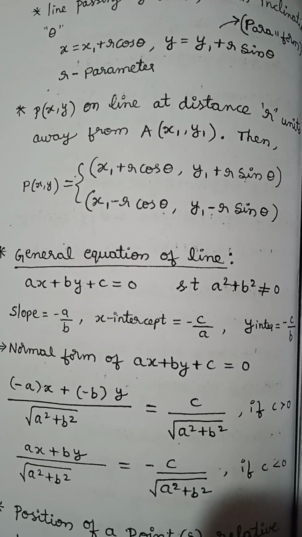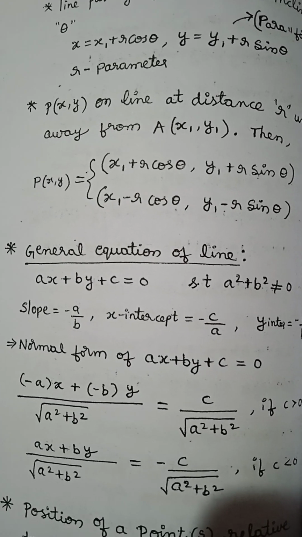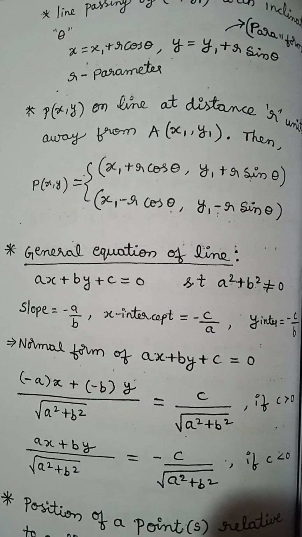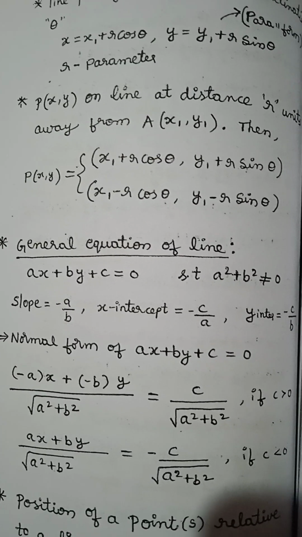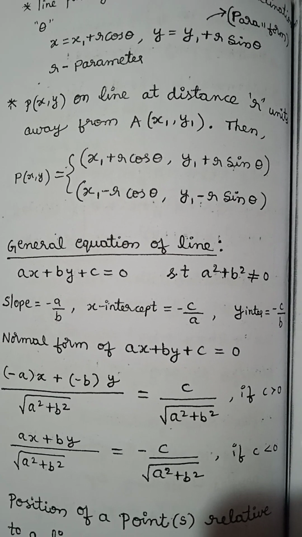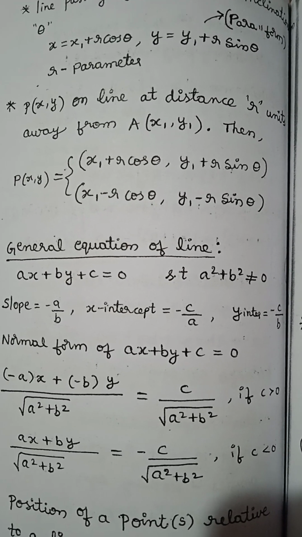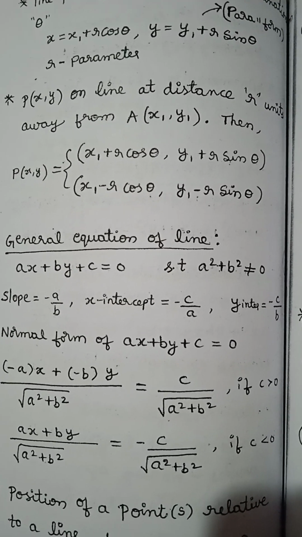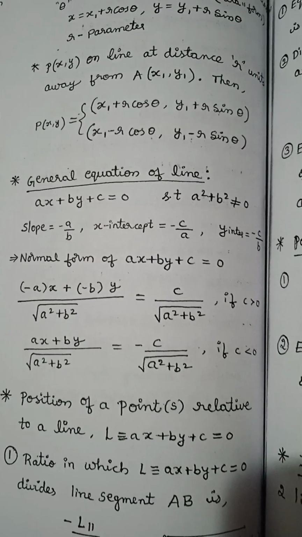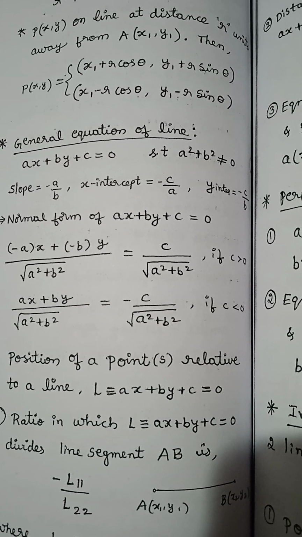Then P can be determined in two ways. We get 2 points which are r units away. First point coordinates would be x1 plus r cos theta, y1 plus r sin theta. Another point would be x1 minus r cos theta, y1 minus r sin theta.